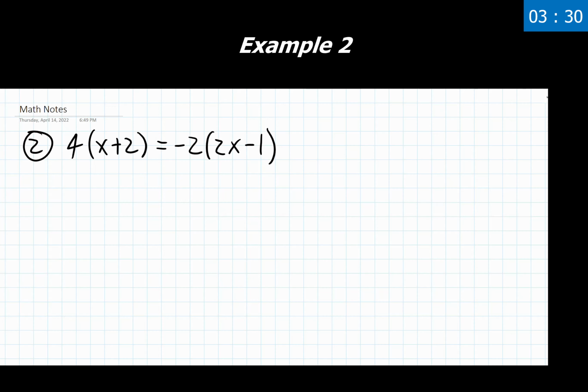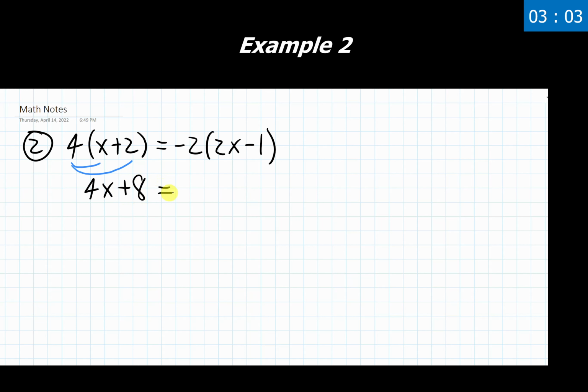Our second example that we have here is 4 times the quantity x plus 2 is equal to negative 2 times the quantity 2x minus 1. Again, we're going to follow our 2.1 to 2.3 process and just solve this thing out and classify at the end. So simplifying the left side first, the 4 is going to distribute through to everything inside the parentheses. That's going to give me 4x plus 8.